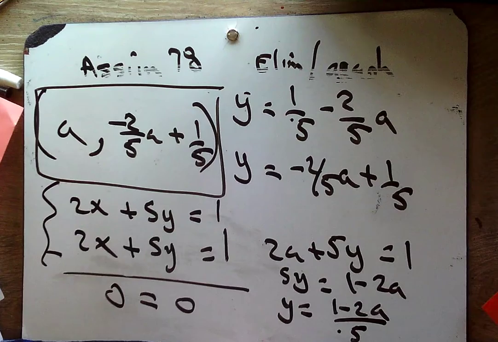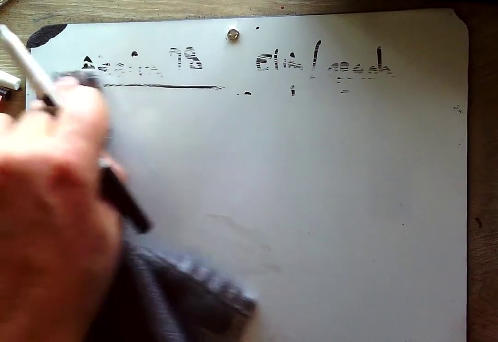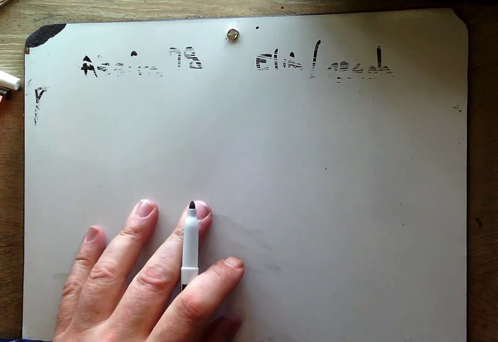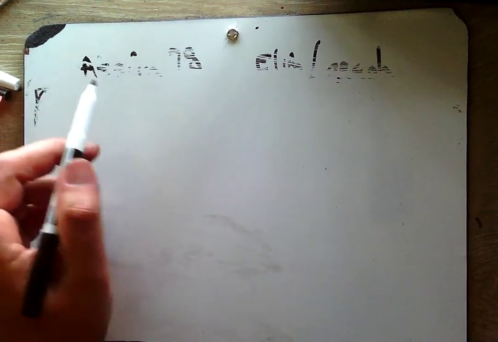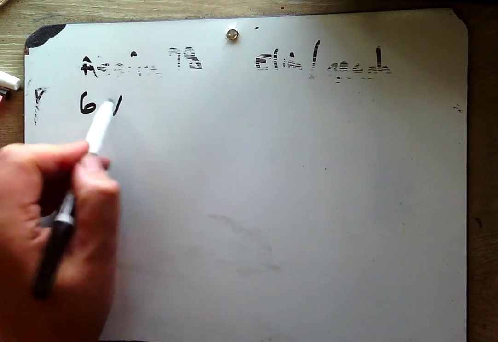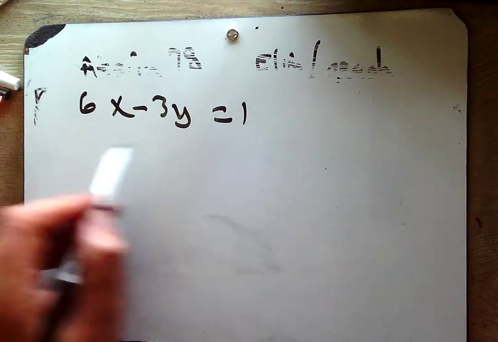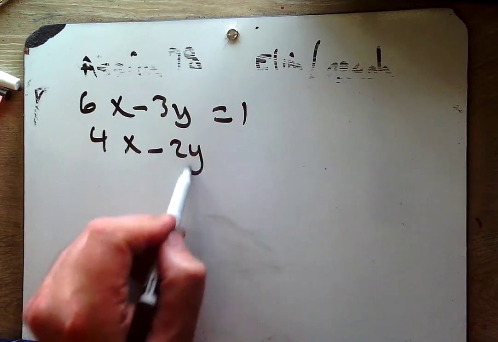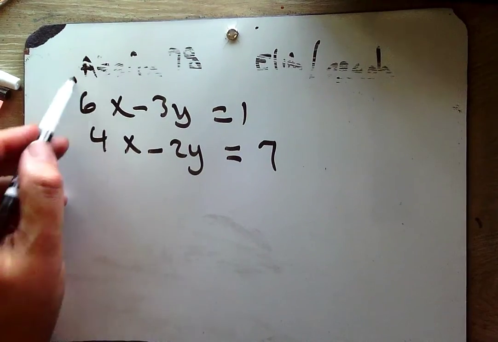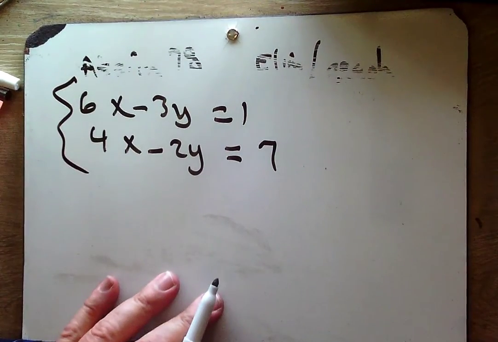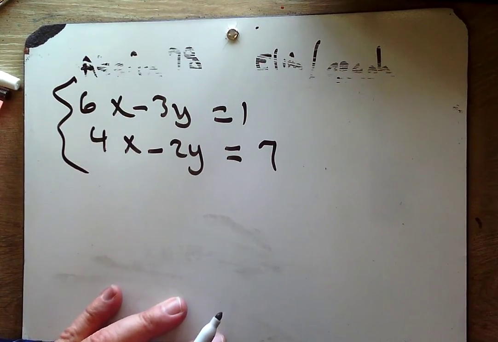Woohoo! All right, let's just do 2 more to wrap this up, and then I want you to think about writing your own system. I'm telling you now so you can start thinking about that. 6x minus 3y equals 1. 4x minus 2y equals 7. Will you please solve this system? And I would use elimination, but that's me.